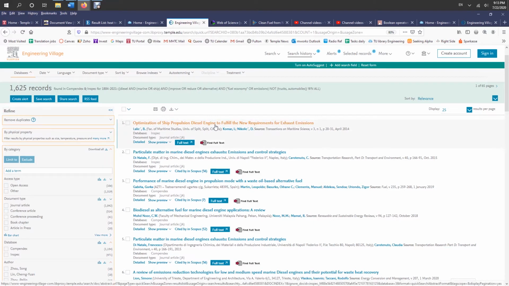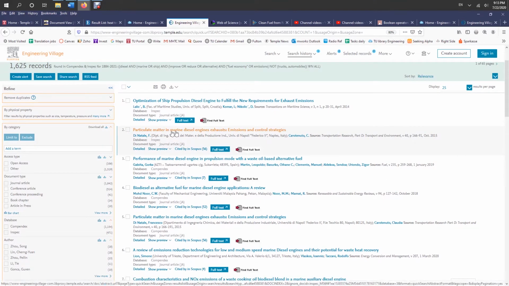Optimization of ship propulsion diesel engine to fulfill new requirements for exhaust emissions. Okay, anytime you see new requirements, that can indicate an engineering problem. In this case, new was in 2014, so you might discount that. Particulate matter in marine diesel engine exhausts. Okay, that's a new term that we didn't see before, particulate matter. So you might make a note on that. Performance of marine diesel engine in propulsion mode. Okay, that's the second time I've seen the word propulsion. So I might keep that in mind.